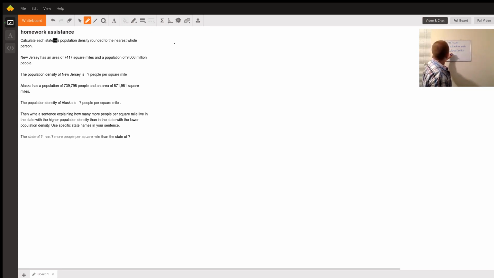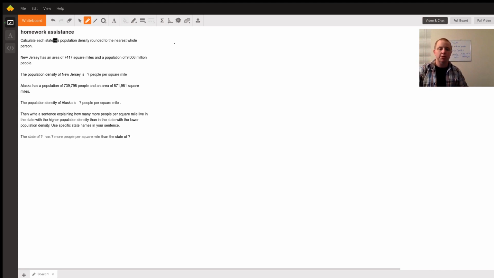So that means people needs to be on the top, and per, that's like a division sign, okay? So then you're gonna have square miles on the bottom, okay? So we're just gonna plug those numbers in to find the population density for New Jersey. So you have 9.006 million, don't forget the million part, over 7,417 square miles, okay?